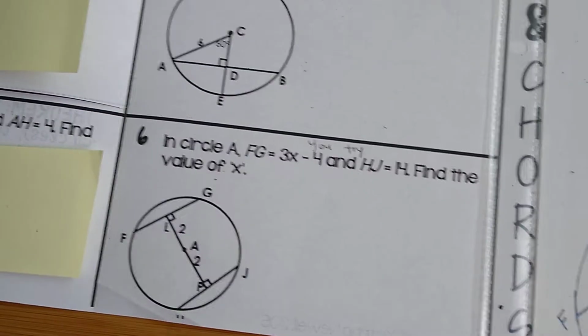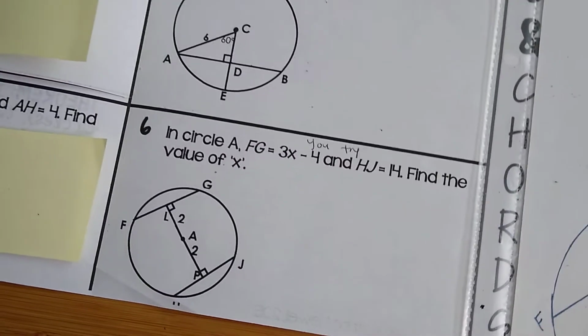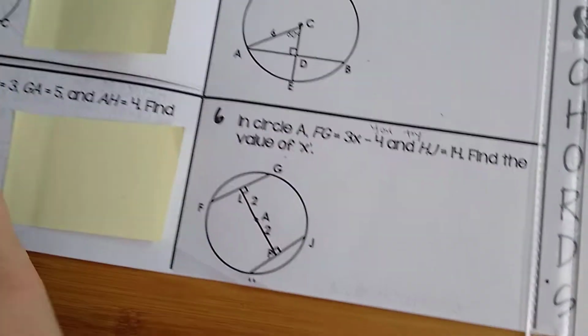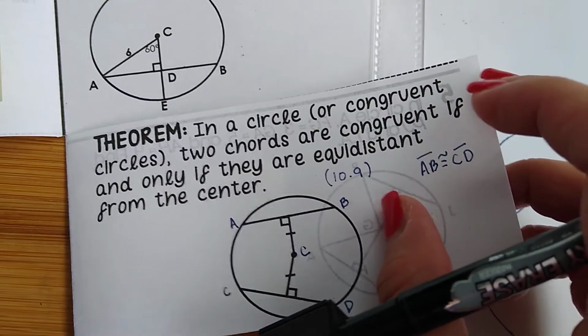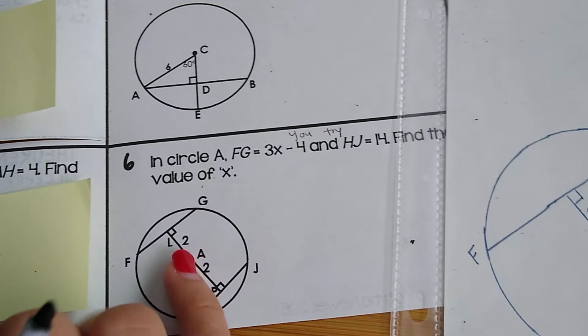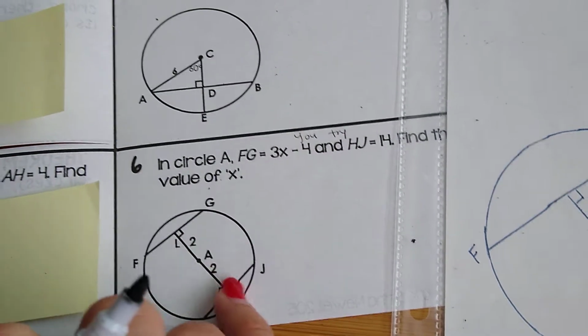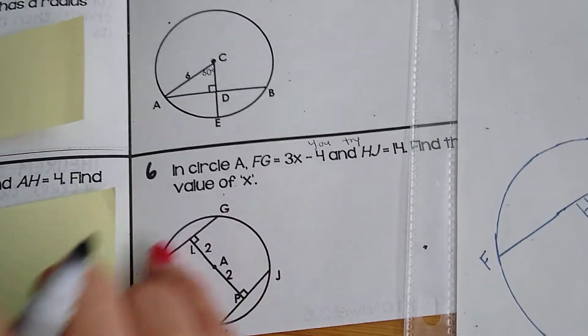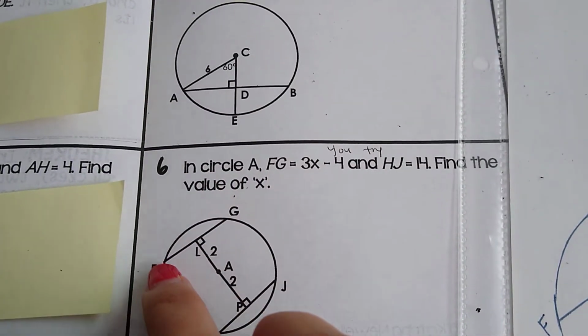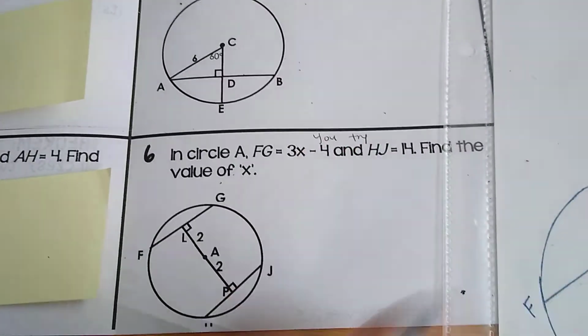So in circle A, we have FG equals 3x minus 4, and HJ equals 14. Find the value of x. So for this one, we're using theorem 10.9. So again, 2 chords are congruent if and only if they are equidistant from the center. So if you notice right off the bat, these are equidistant from the center, therefore we can assume that FG and HJ are congruent.